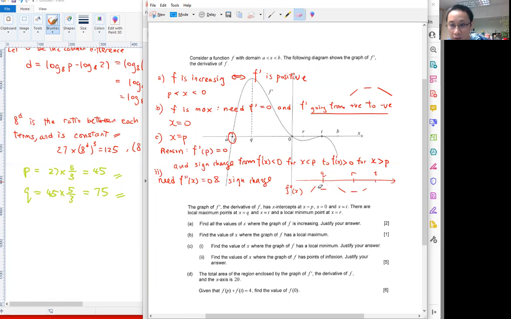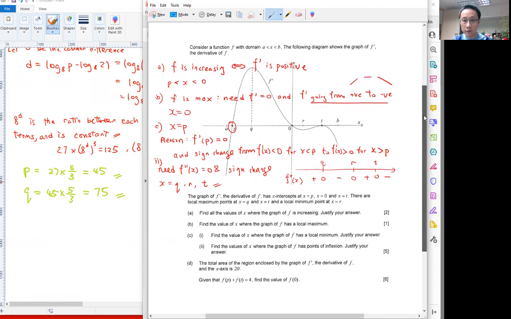I should just use positive and negative. Positive and negative inside. F double dash r is 0. And then there's a positive section from r to t. The first derivative is positive sloping, which means that the second derivative is positive. So at q, r, and t, there are sign changes. So all three are valid points of inflection. And the sign diagram itself is sufficient explanation.